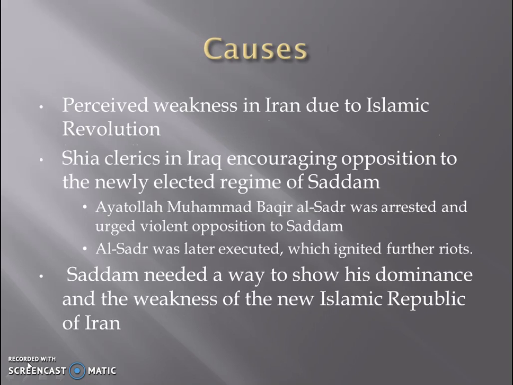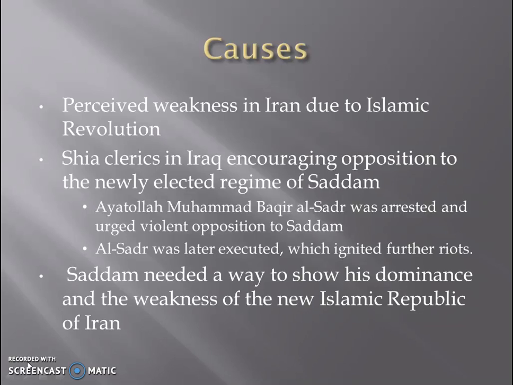There are several different causes for the Iran-Iraq War. Some of the main ones are the perceived weakness in Iran due to the recent Islamic Revolution. Towards the end of 1979, the Iranian Shah was forced out and he was replaced with an Islamic Republic, the government that formed to replace the monarchy. But at this time it was still in its infancy and there was a lot of infighting and uprisings against it. Thus, Saddam Hussein viewed the Iranian government as weak and likely easy to topple.